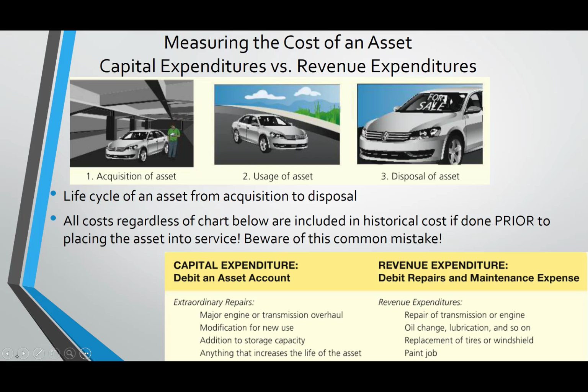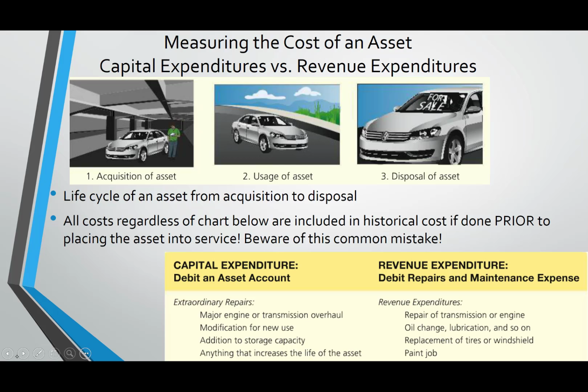Now, if you look at the left side of the chart here, that's a capital expenditure, and that is very different. Basically, if you perform extraordinary repairs or change the use of an asset, you're going to have to actually debit the asset account itself. So in this case, if you were thinking about a truck, if you had a major engine or transmission overhaul, if you modified it for a new use, if you added to its storage capacity, or did anything that would increase the life of the asset, we would actually debit the truck account and have to revise our depreciation.